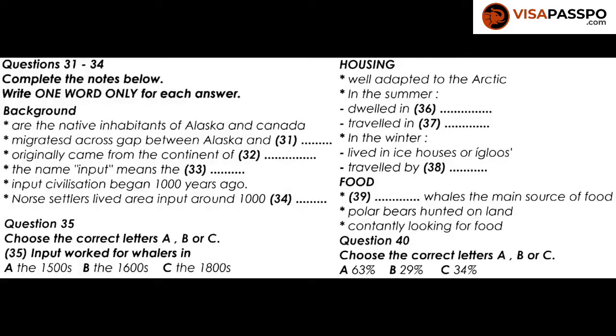Very early in their history, they managed to develop the technology to hunt the huge bowhead whale, which was the staple food source for them at that time. They also hunted walruses and seals. On land, they hunted polar bears, moose, and various other game.